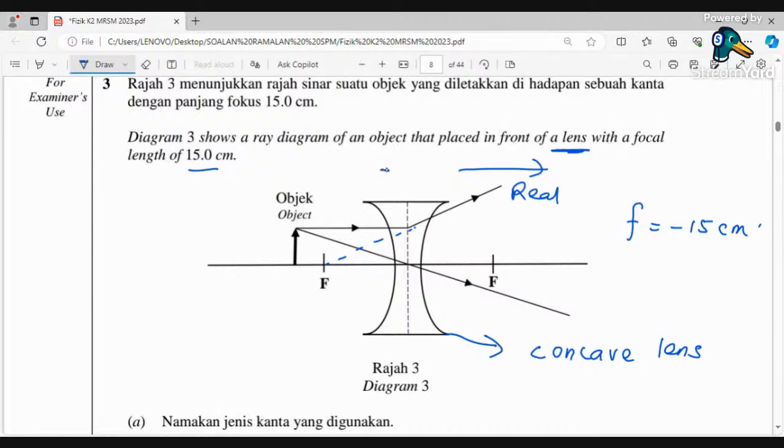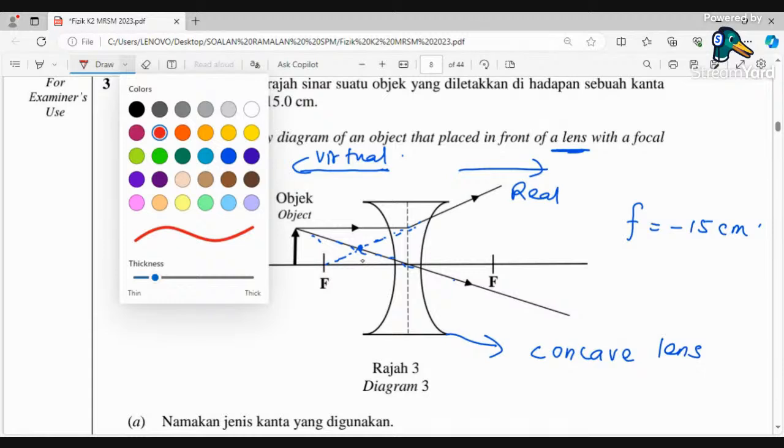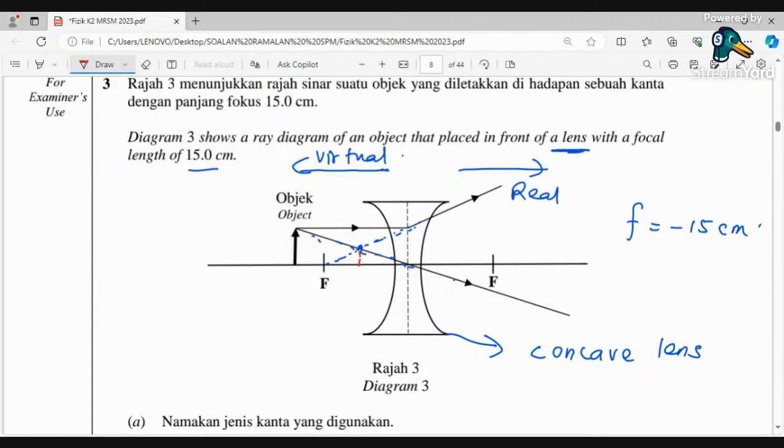Okay, this side is virtual, so means no real image. So where is the image? What you do, you look back or extend to the back. This one also same, extend to the back. So you can see the two light rays meet here, means the image is here. This is the image.